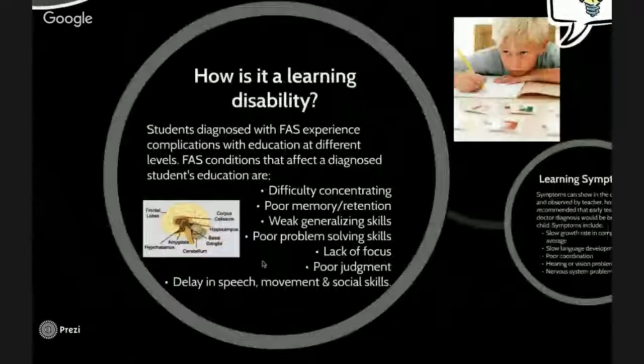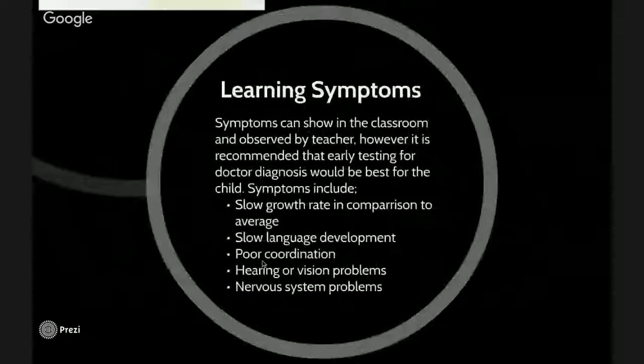Moving forward, symptoms shown by the student in the classroom and at home are noticeable, and in any observant should raise questions to test the child. The characteristics listed on this particular slide are ones teachers would certainly notice instructing the child daily. The last bullet point lists nervous system problems. This problem includes physical and behavioral complications.